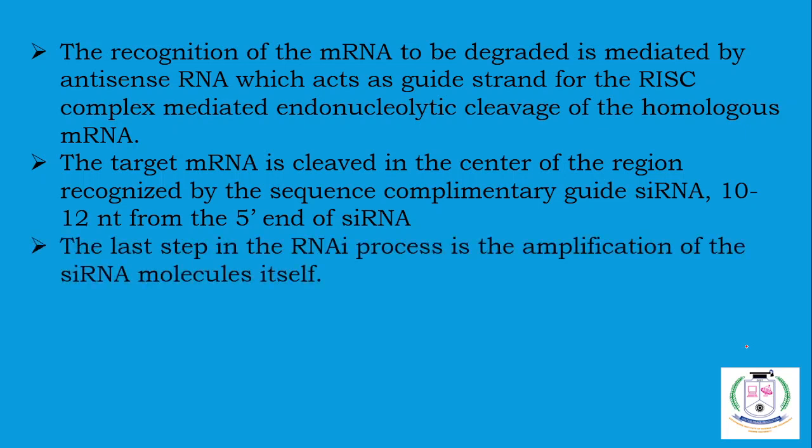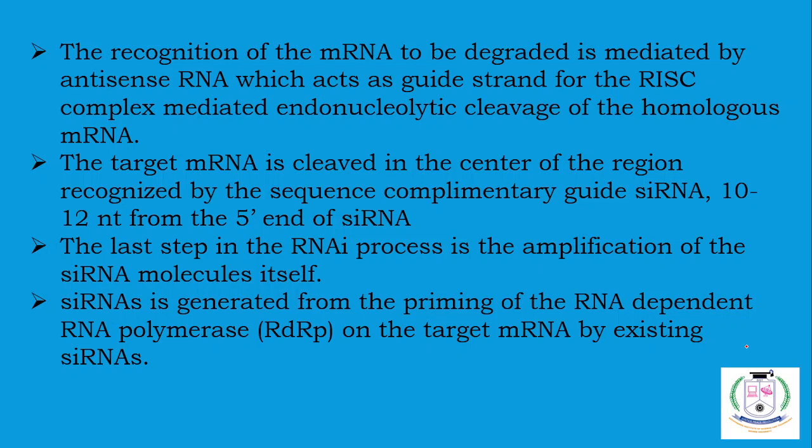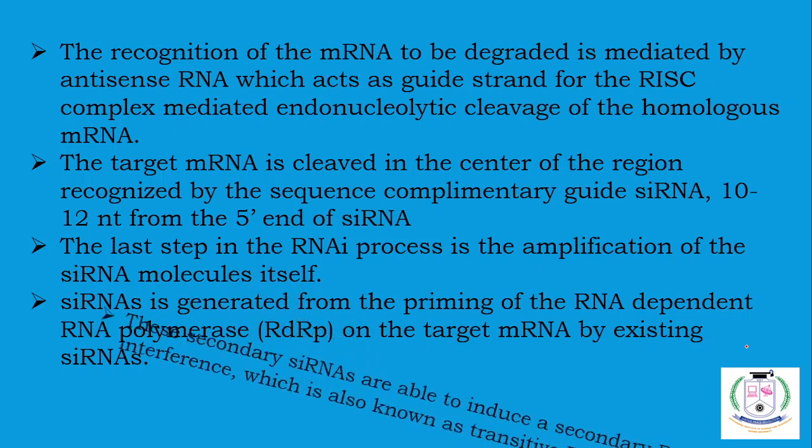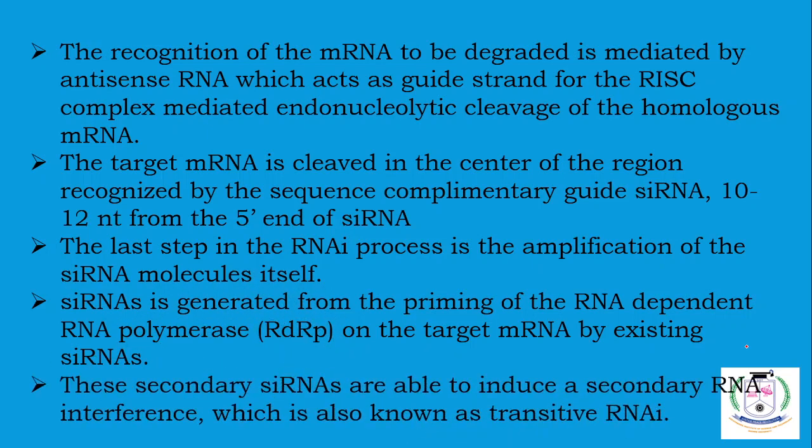Now, the final step in this process is the amplification of the siRNA molecule itself. There is a priming by the RNA-dependent RNA polymerase on the target mRNA by existing siRNA. So you have the generation of secondary siRNAs. Now these are able to induce a secondary RNA interference, which is also known as transitive RNA interference.